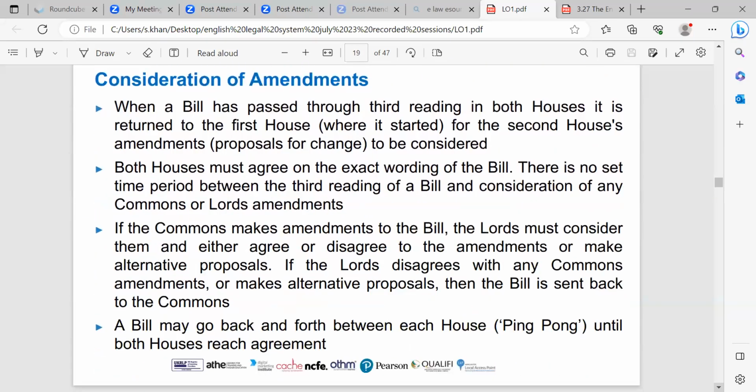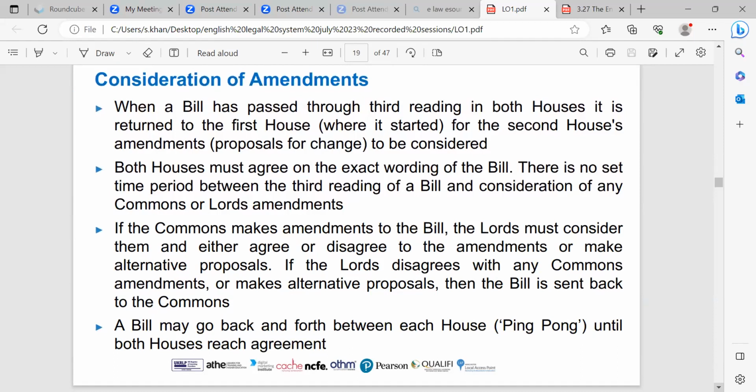Consideration of amendments. When a bill has been passed through third reading in both houses, it is returned to the first house where it started for the second house's amendments, proposals for change, to be considered. Both houses must agree on the exact wording of the bill.